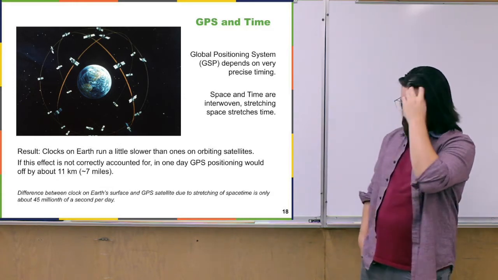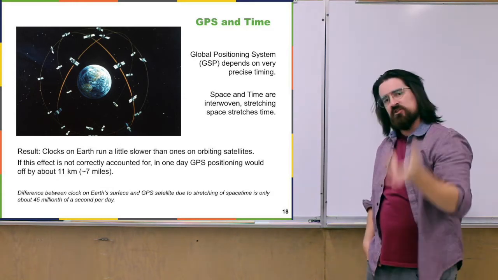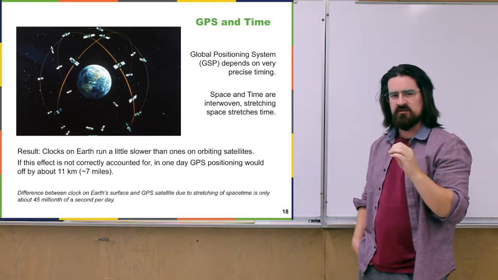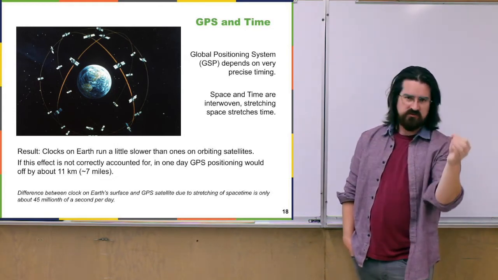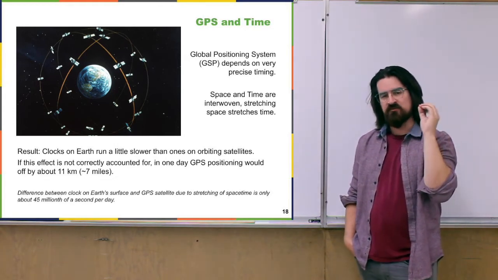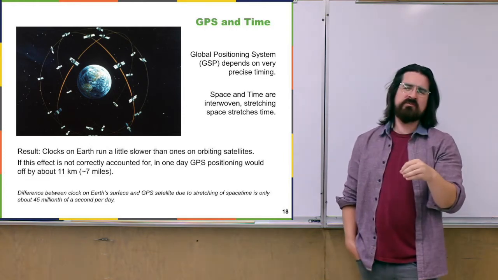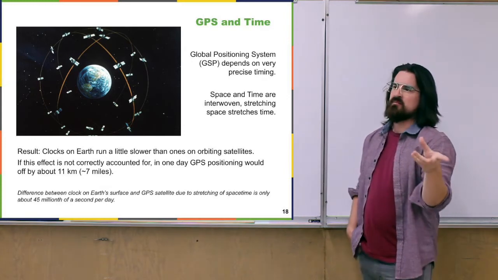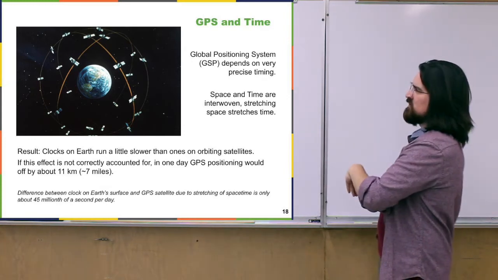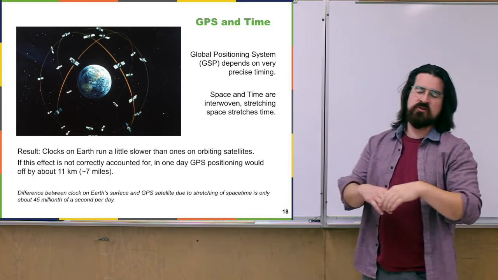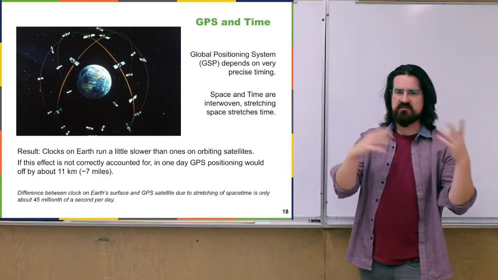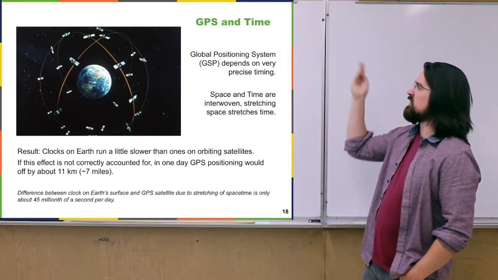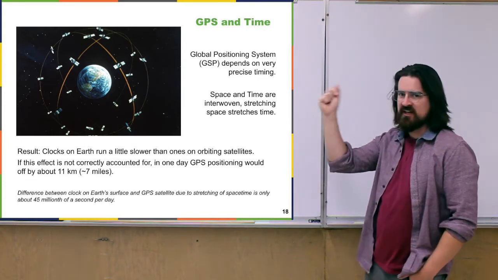And the effect here is actually not just from what we think of as general relativity. There's also another effect from special relativity, which has to do with objects moving very quickly. We're not really going to get into special relativity in this class, so I just wanted to point that out. But the overall effect of the theory of relativity, general and special together, is that the clocks on the GPS satellites slowly get ahead of the clocks on Earth.